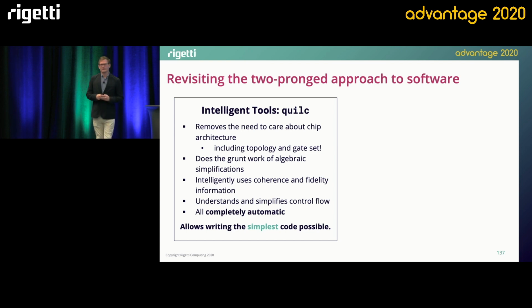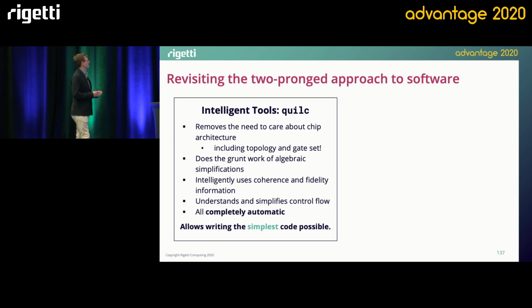It does the grunt work of a lot of algebraic simplifications unless there's a bug. And yes, there have been bugs where things would not algebraically simplify. But you shouldn't have to worry about two Hadamards in a row or two X's in a row, or if you have two RX gates, it'll collapse the angles into one. It tries to do as much of that work as possible, not unlike a computer algebra system. It can intelligently use coherence and fidelity information, as I discussed earlier. And it understands control flow. But most importantly to me, it's all completely automatic.